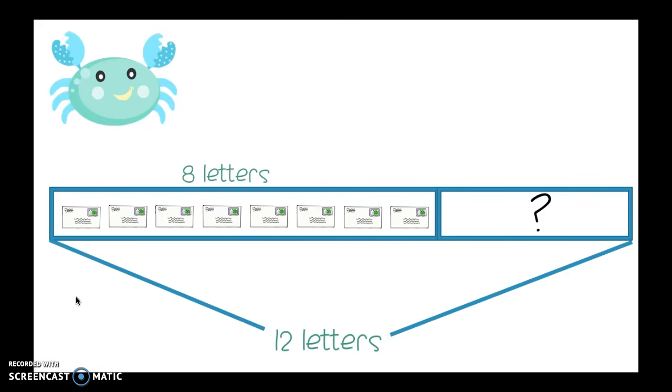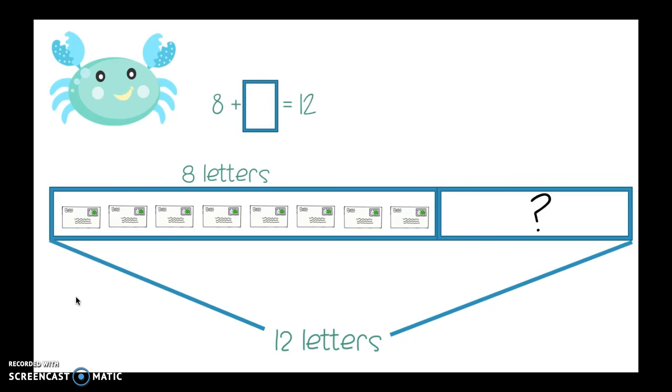Okay, so now I have my fancy tape diagram. I'm going to go ahead and figure out how many more letters Krabby needs to write. If I wanted to, I could write a number sentence and it could look like this. 8 plus something is going to equal 12. I love to add. I'd rather add than subtract. You could subtract, and I'm going to show you that in a minute. But Miss Arwood is a huge fan of addition.